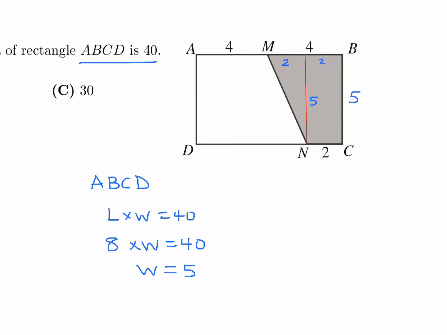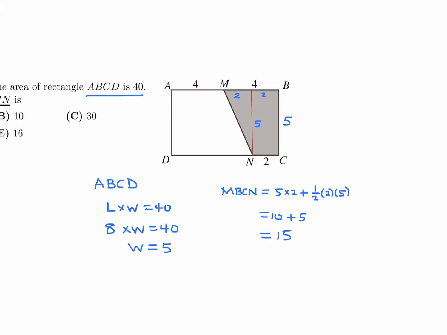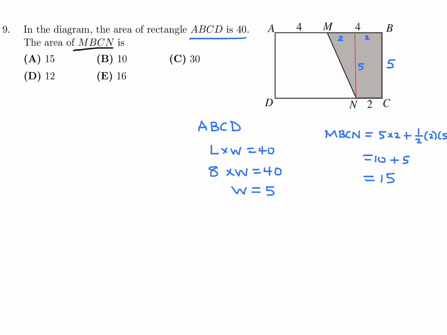Now we can figure out the area of the shaded region, which is MBCN. And that's first this rectangle, which would be 5 times 2. And then add to that this triangle, which would be 1/2 base 2 times height, which is 5. So we got 10 plus 5, and that is 15. So the answer is 15 to number 9, and that would be choice A.